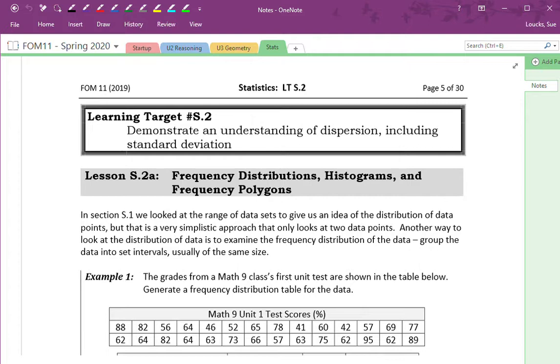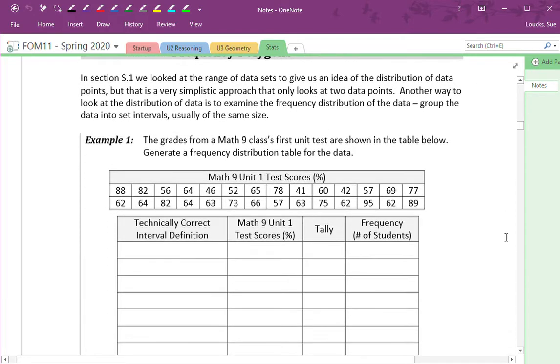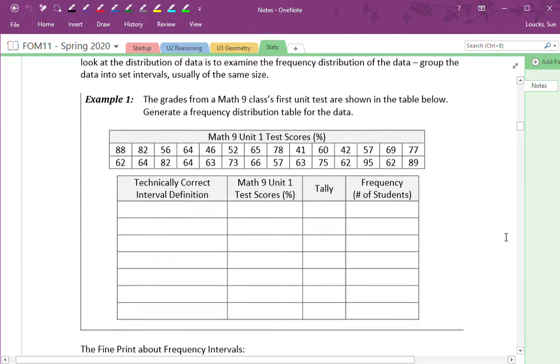Another way is to look at the frequency distribution of the data, which is to group the data into smaller intervals that are usually the same size. So for example, the grades from a Math 9 class's first unit test are shown in the table below, and we're going to generate a frequency distribution table for the data.